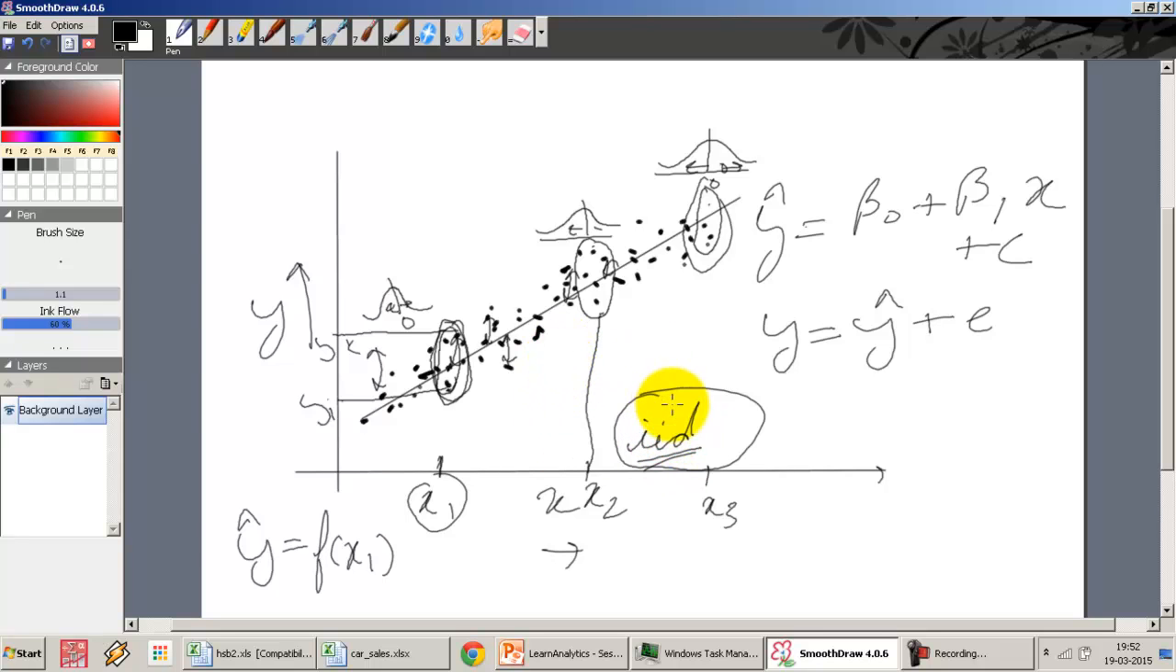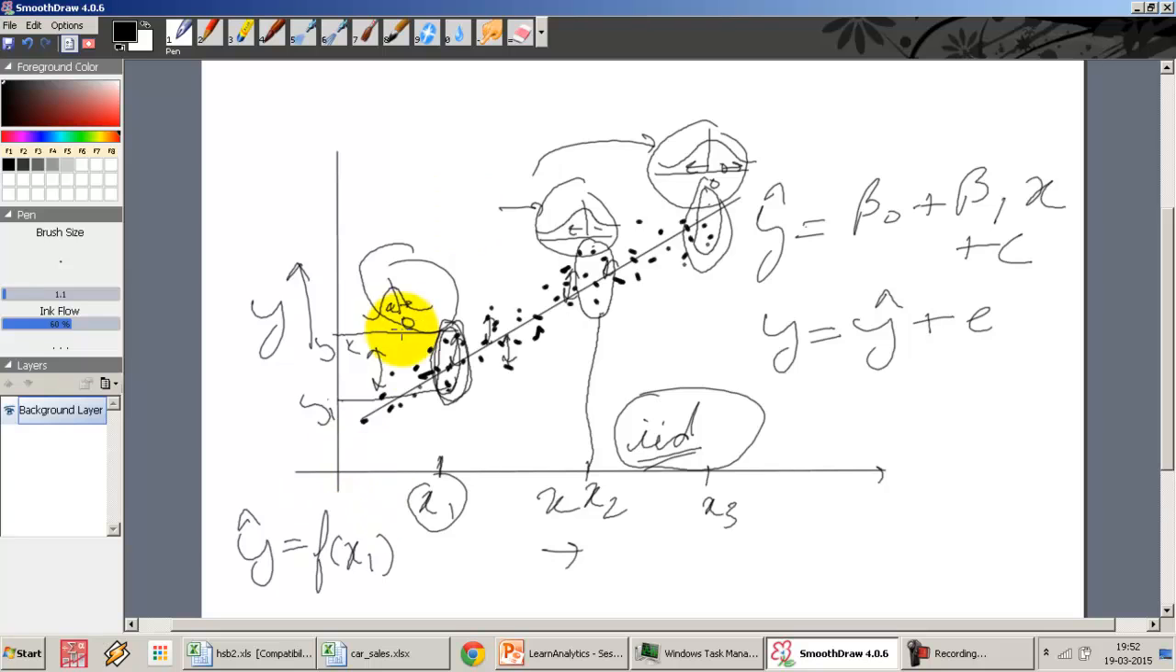Identically distributed means that the distribution of errors for x1 is exactly the same as the distribution of errors for x2, which is exactly the same as the distribution of errors for x3, i.e. all of these distributions are coming from the same underlying population. So they are different samples coming in from the same population. So they are virtually the same distribution. The mean will be 0 and they will have a constant variance across.